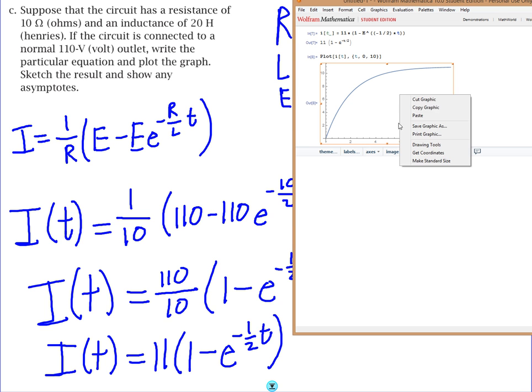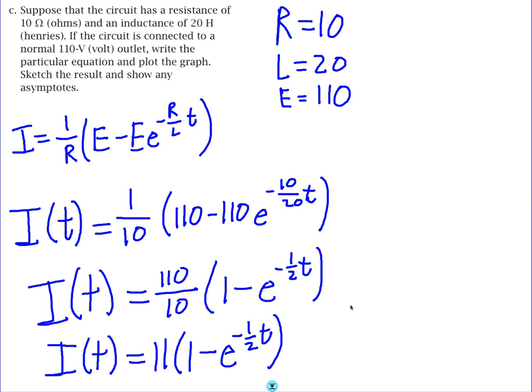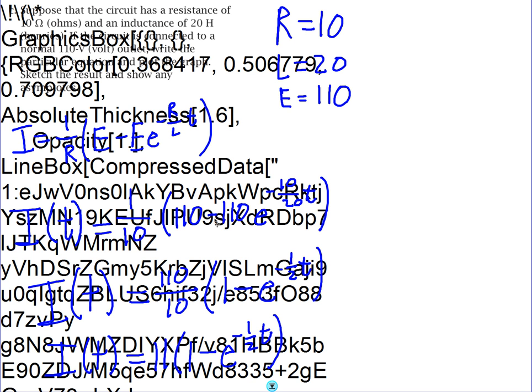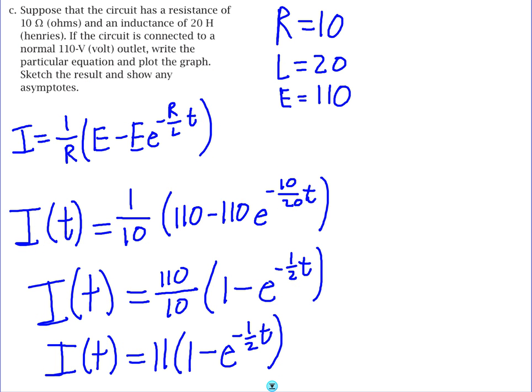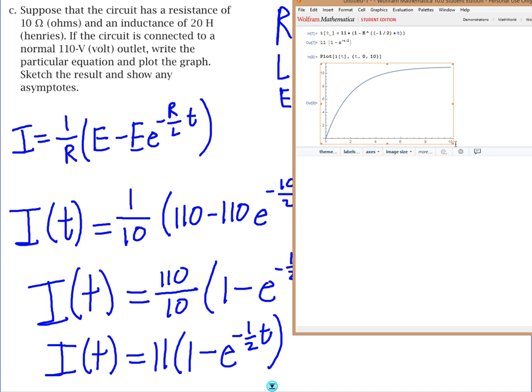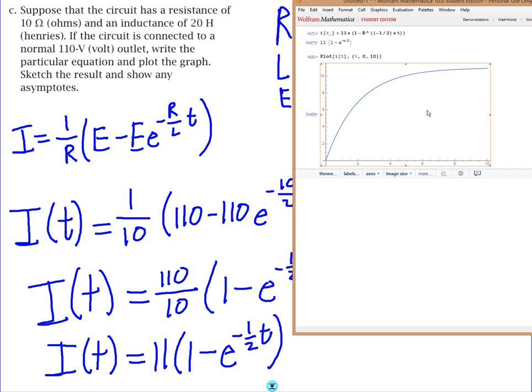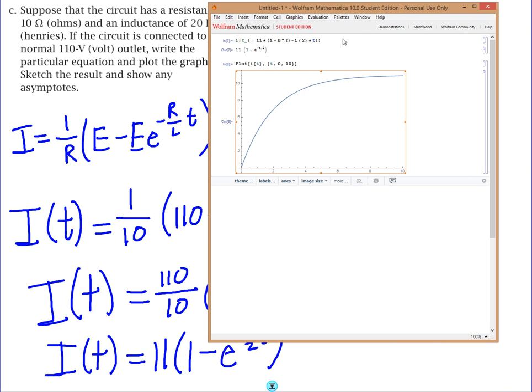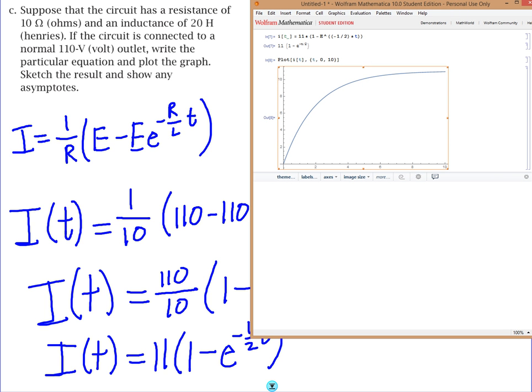There's our graph. So I can copy this and paste it down here. Or not. Anyway, we'll just look at it here. Look at that. Isn't that a great graph? Wonderful. Beautiful. Okay, so we can see that it's evening out. Let's go on to the next problem.